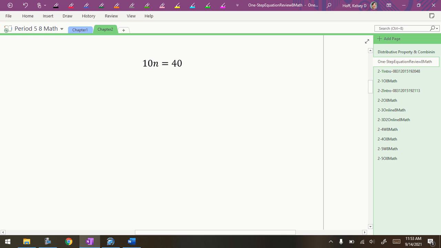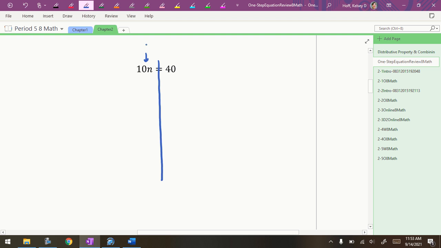On the right-hand side, this one looks a little bit different. There's not a sign in between the 10 and the n. Somebody raise your hand and tell me what math operation is occurring there when you have a 10 next to an n. Thad? Multiplication. When that number and that letter are right next to each other, we are multiplying here.